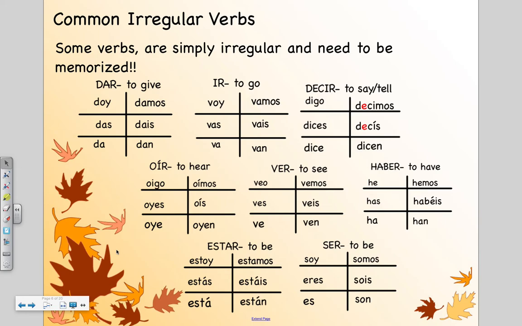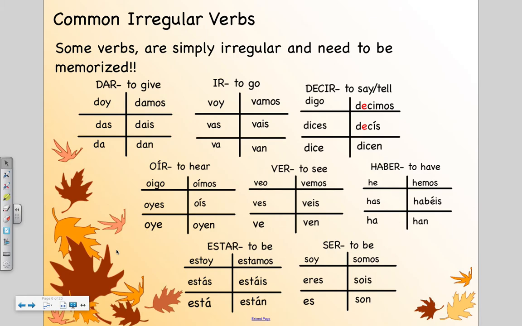Haber, to have, is an auxiliary verb. It does mean to have like tener, except it's used very differently. Haber has to be used with another verb. It generally does not stand on its own. If you want to say, I have a piece of paper, you're still going to use tener. Don't use haber until I tell you to use haber. Always be careful with haber.